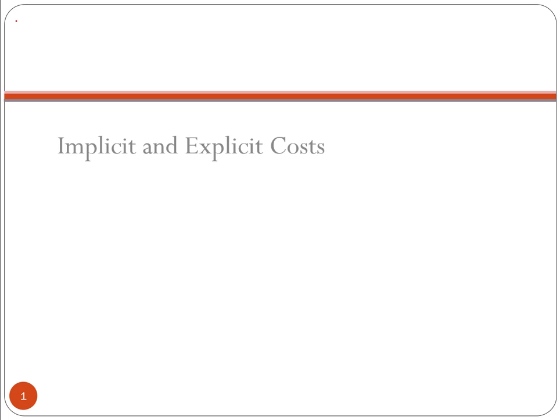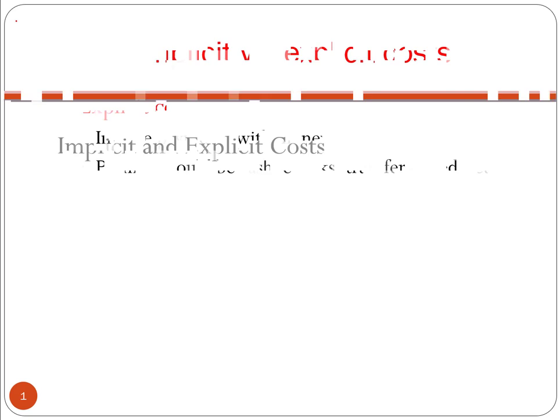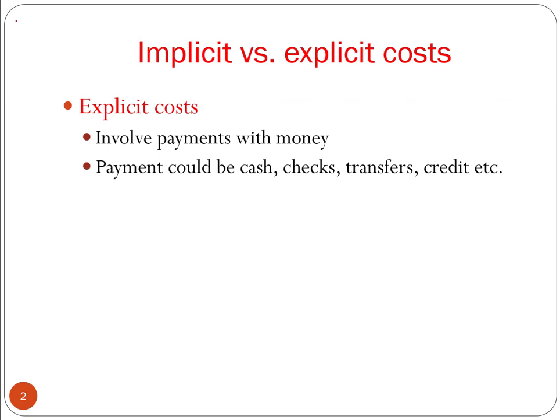Okay, so in the last lecture we talked about fixed and variable costs. In this lecture we're going to talk about another way of dividing up costs into implicit costs and explicit costs. So explicit costs are what people really think about when they think about costs mostly.